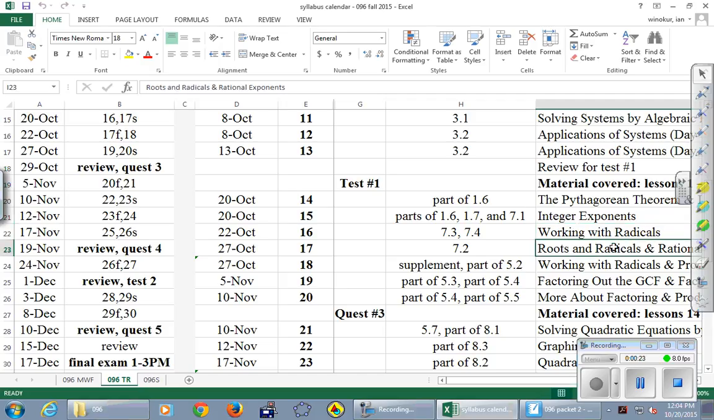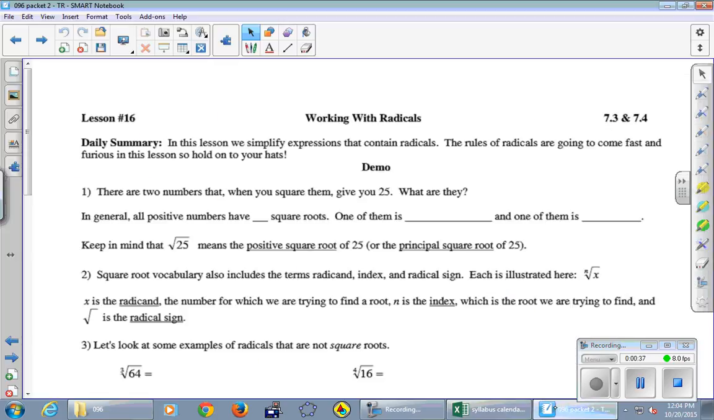The last two classes have been focused on exponents. It's been maybe a week since you've thought about exponents because we had the test in between. But now we transition from exponents to radicals. Turns out it's a very natural transition from a certain perspective. So that's the plan for today. And we'll come up here at the start of lesson 16. In this lesson, we simplify expressions that contain radicals.